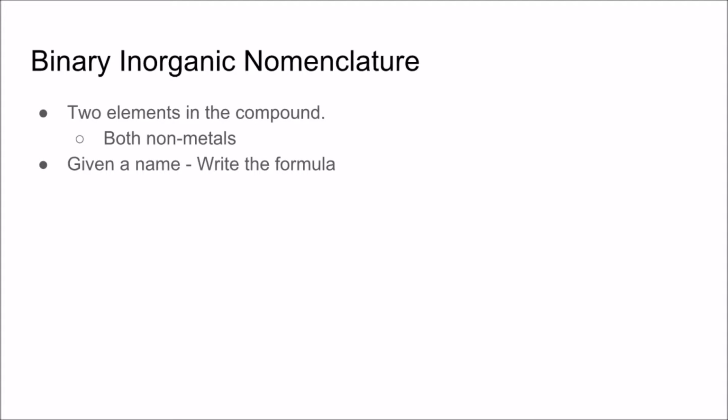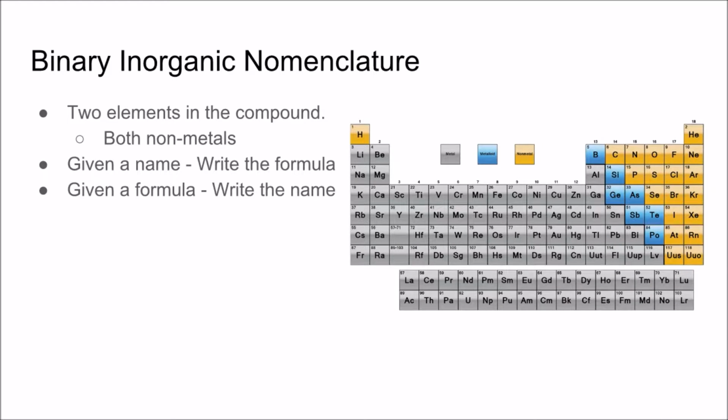This video will walk you through binary inorganic nomenclature. Here we're going to be dealing with two elements in a compound, but both of them are non-metals, which makes this kind of a special naming category. Given a name, we're going to write the formula, and given a formula, we're going to write the name. This is going to come from the right-hand side of the periodic table where we're dealing with non-metals specifically. So it's a smaller group of compounds that we're going to be dealing with.